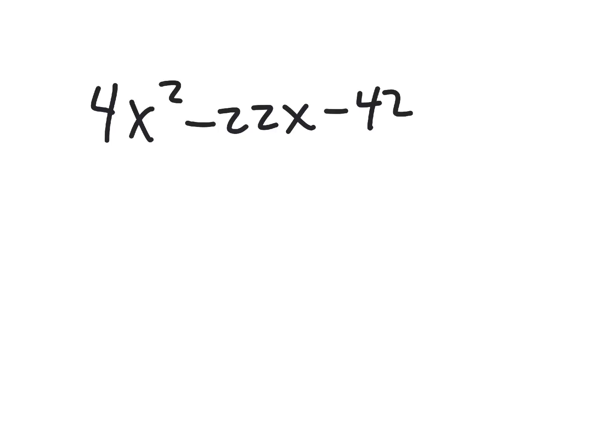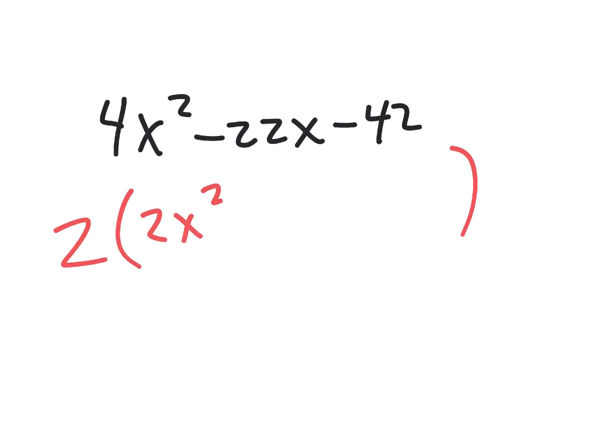You are correct. We take out a 2 first. You don't try to do all the other stuff. Just take out the 2. Hazel, what'd you get after you took out the 2? I got 2x squared minus 11x minus 21. You are correct.